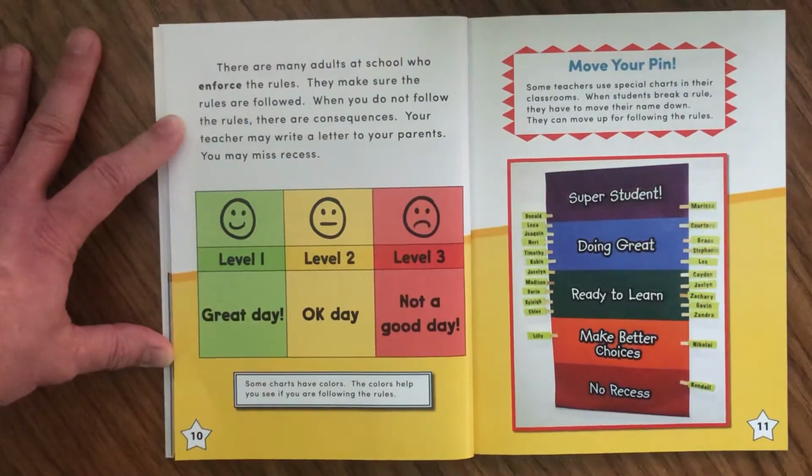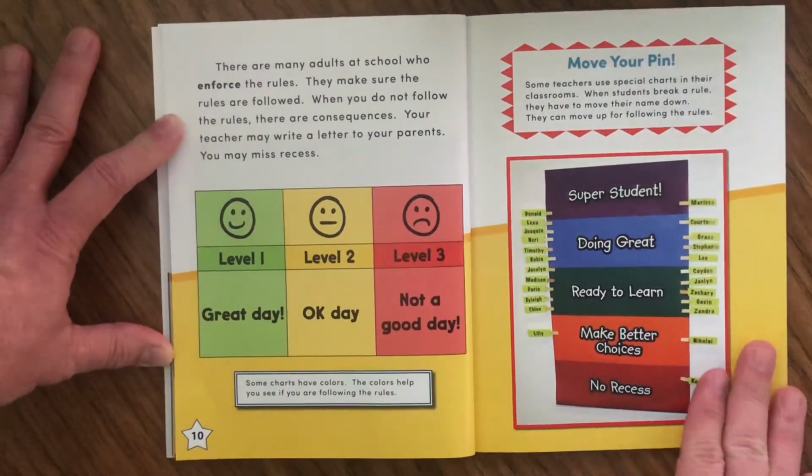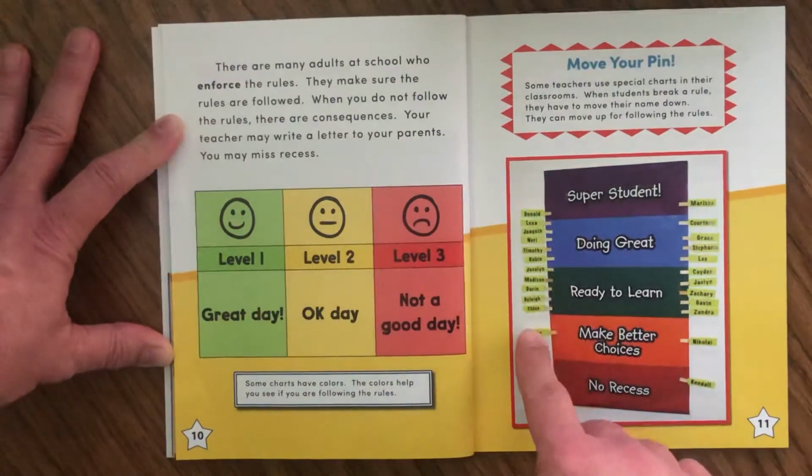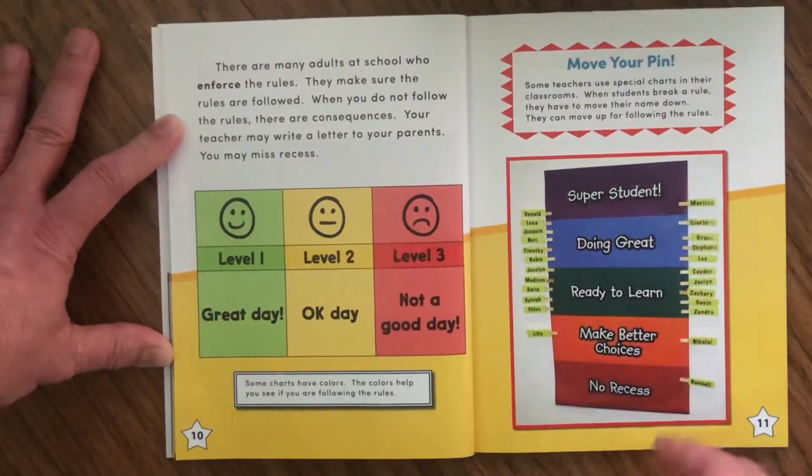And the caption on page 10 says, some charts have colors. The colors help you see if you are following the rules. Move your pin. Here's a clip chart, and each student's name is on the clothespin, and they clip up or down depending on how their behavior is that day. Some teachers use special charts in their classrooms. When students break a rule, they have to move their name down. They can move up for following the rules.